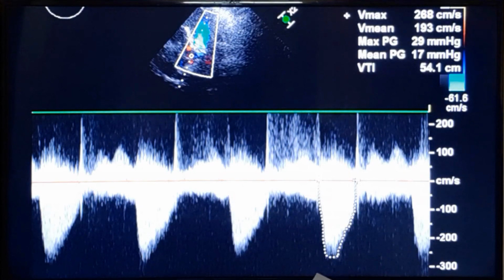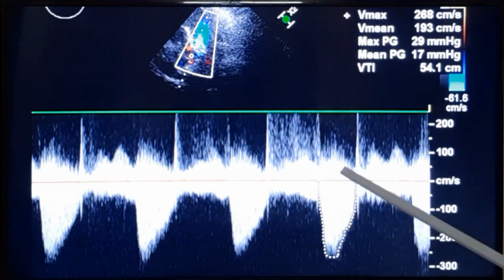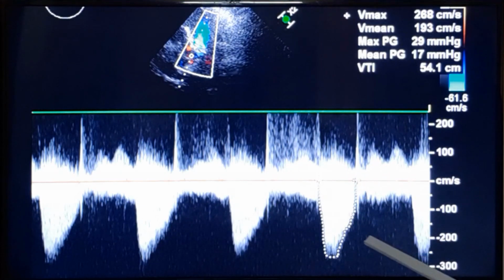But while assessing severity of aortic stenosis by Doppler echo, you have to think about the cardiac output. If the cardiac output is low, even in severe aortic stenosis, gradient can be low. There is a condition known as low flow, low gradient severe aortic stenosis. So before saying that this is not severe, you should assess the aortic valve area by continuity equation, which will give you the aortic valve area and severity of aortic stenosis.